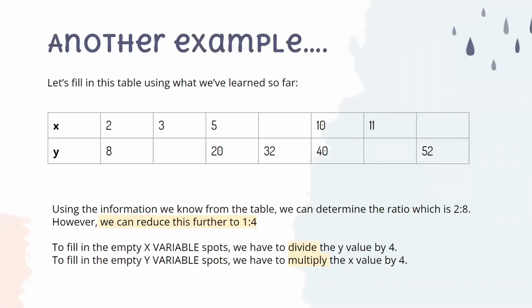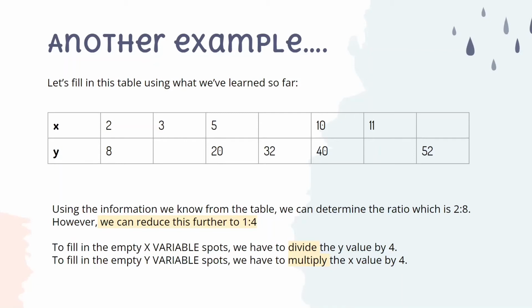Here's another example. Let's fill in this table using what we've learned so far. Using the information we know from the table, we can determine the ratio is 2 to 8. However, we can reduce this further to 1 to 4. To fill in the empty x variable spots, we have to divide the y value by 4, and to fill in the empty y variable spots, we have to multiply the x value by 4.